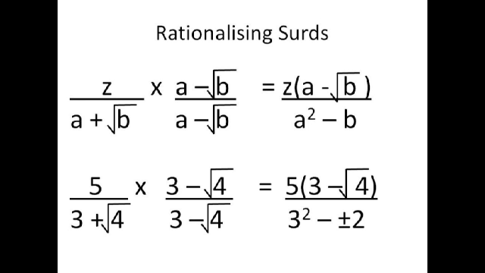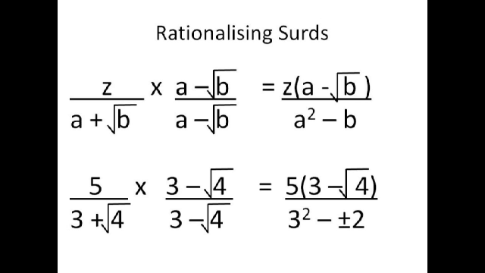Now this is the kind of thing you're going to get in your Core 1 exam. So you'll get z over a plus root b, and you'll be told to rationalise it. So when you rationalise something that's over a plus root b, you always do a minus root b, because then you'll get one of those things. I can't remember what it's called, but it's like when you're solving a quadratic and you've got x plus a and x minus a as your two things. So they sort of cancel each other out almost, so you'll be left with x squared and then minus a squared.